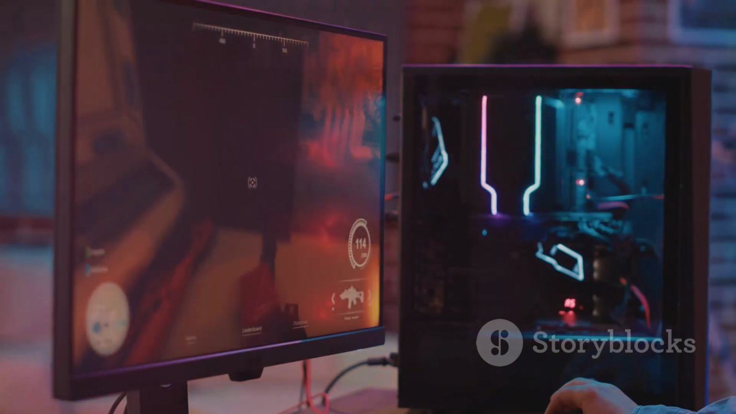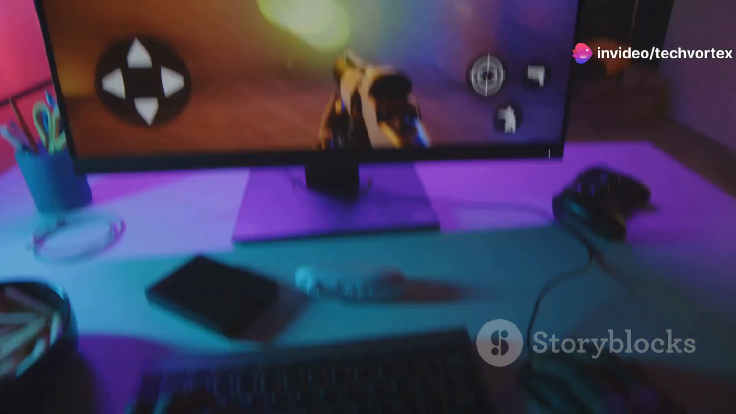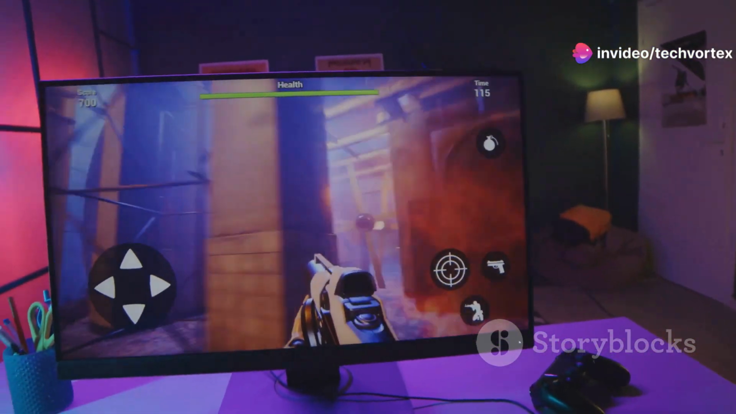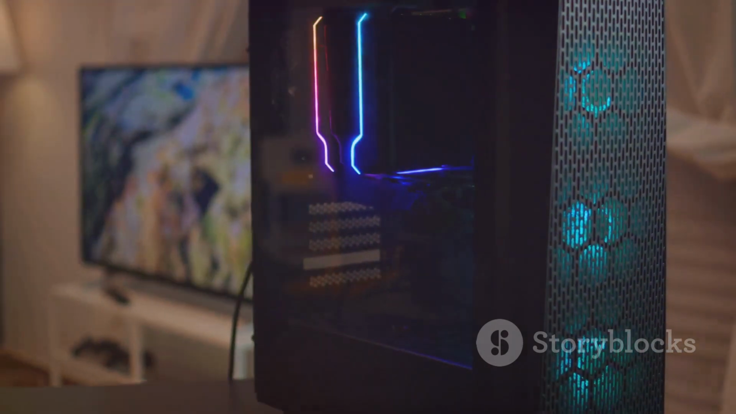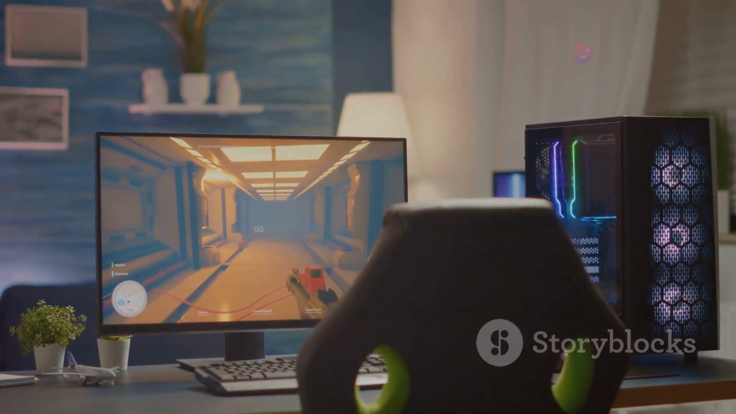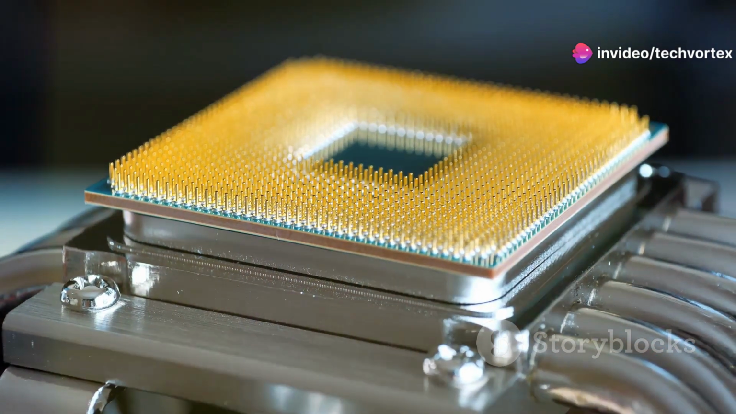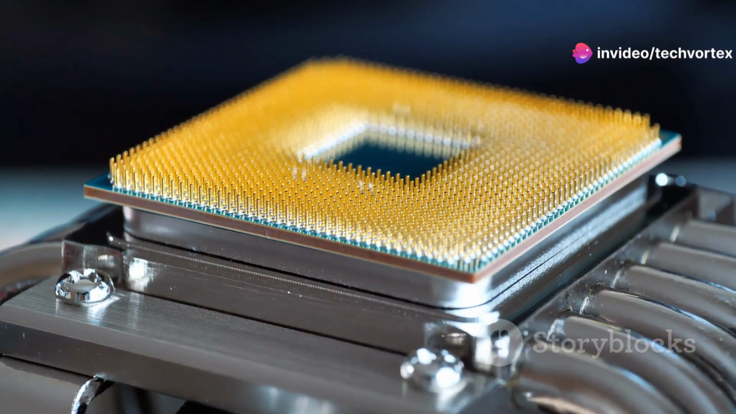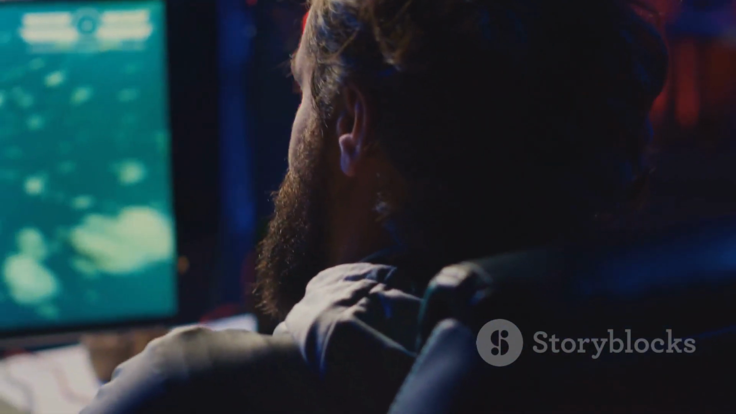Gaming supremacy. Frames win games. Gamers demand the highest frame rates and smoothest gameplay possible. The i9-14900K and Ryzen 9 7950X3D deliver exceptional gaming experiences. The i9-14900K relies on high clock speeds and improved IPC. This results in excellent performance at 1080p and 1440p.